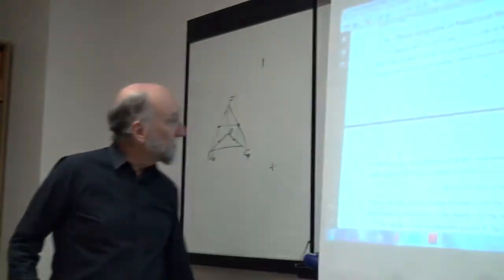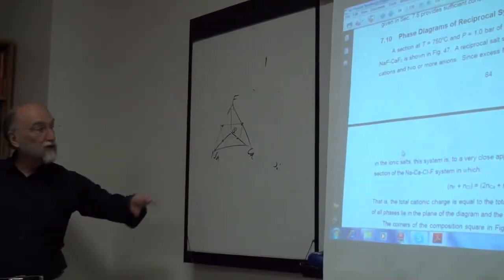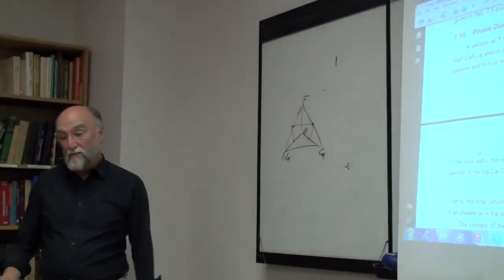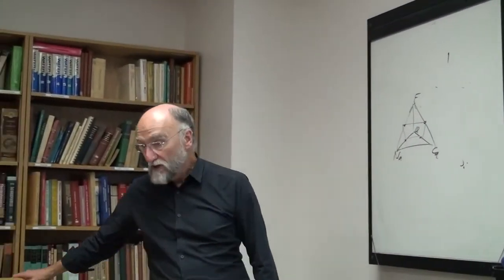Or the other way of looking at it is, in that plane, to give you any composition in that plane, you only need two composition variables. The compositions of all phases lie in the plane of the diagram, and the lever rule applies. So we go to figure 47.